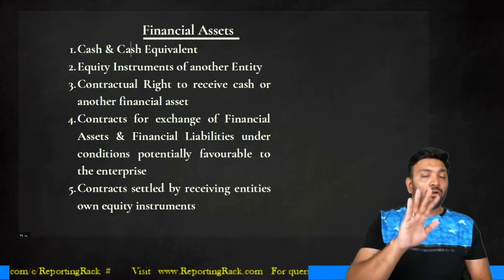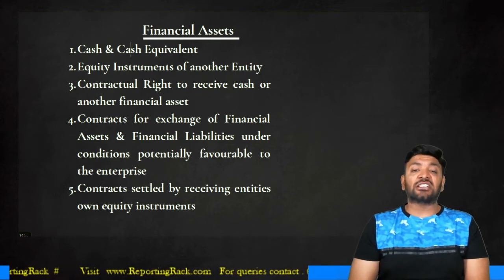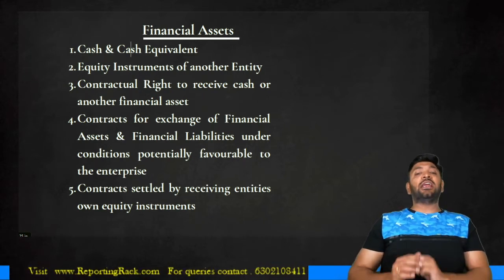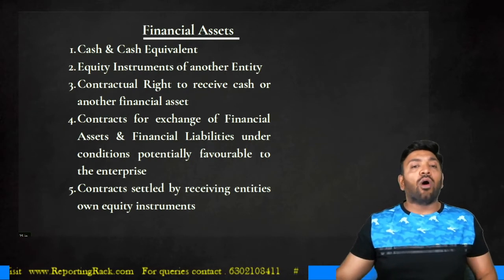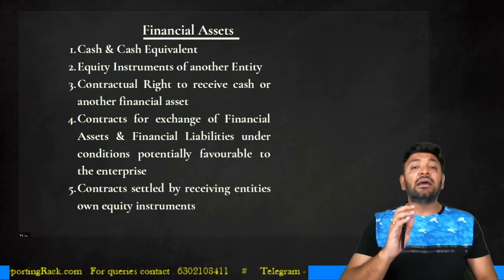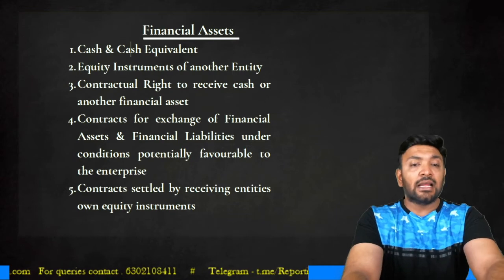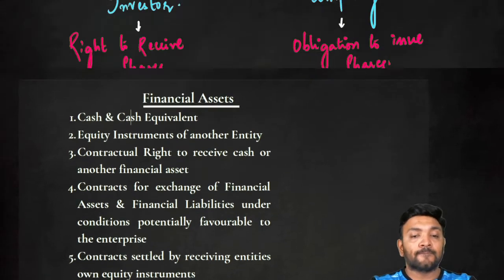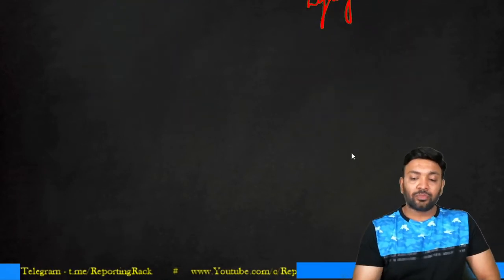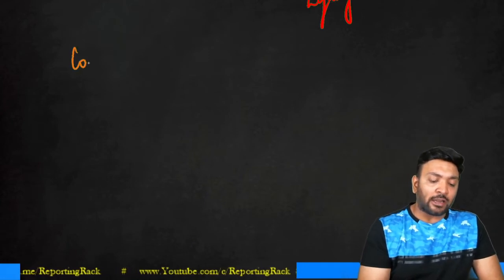Clear? Moving on. Number four, contracts for exchange of financial assets and financial liabilities under conditions potentially favorable to the enterprise. What is this exchange of financial assets and financial liabilities under conditions which are potentially favorable to the enterprise? Let's come across this. Let's say, for example, I entered into a contract.